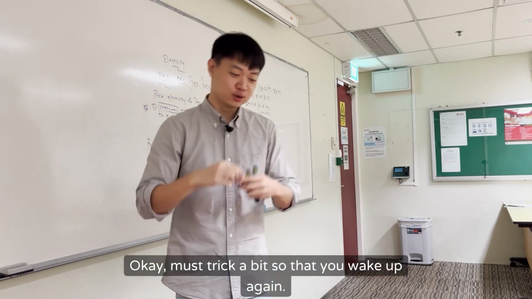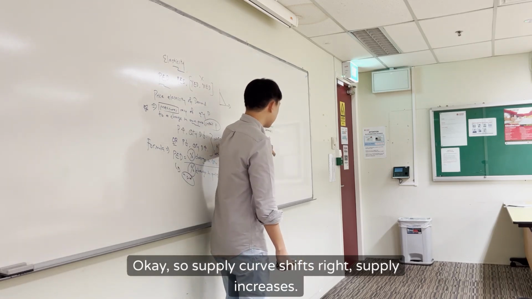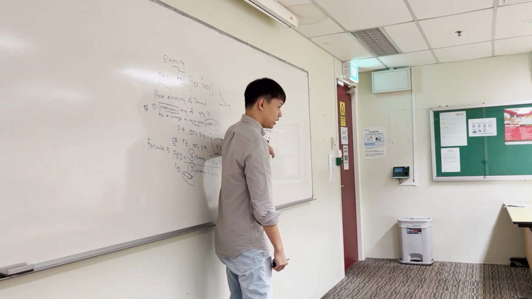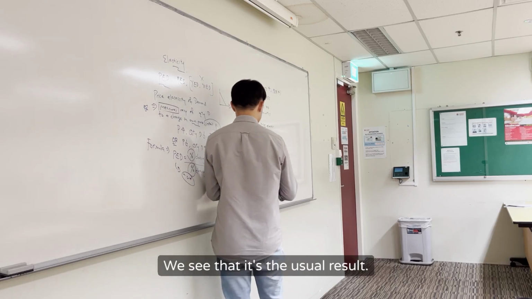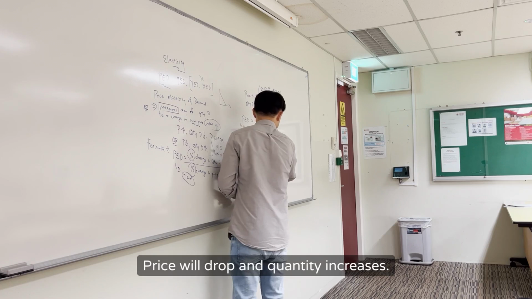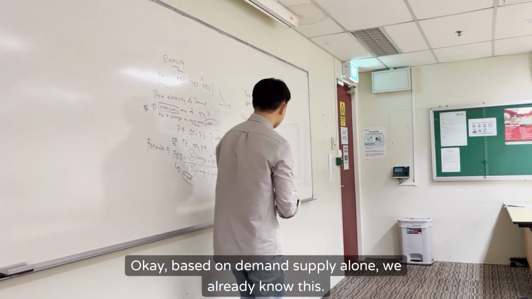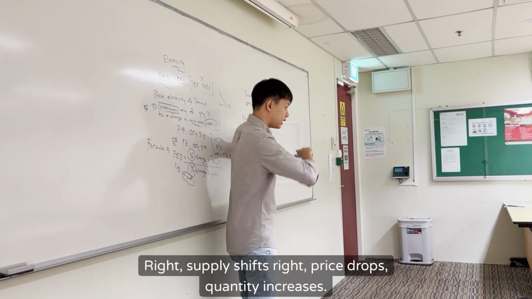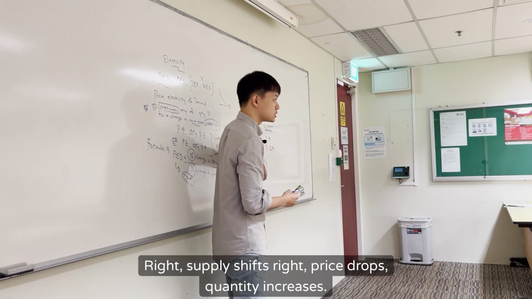Okay, must trick a bit so that you suddenly wake up again. So supply curve shifts right, supply increases. Then what happens? We see that is the usual result. Price will drop and quantity increases. Based on demand and supply alone, we already know this. Supply shifts right, price drops, quantity increases.